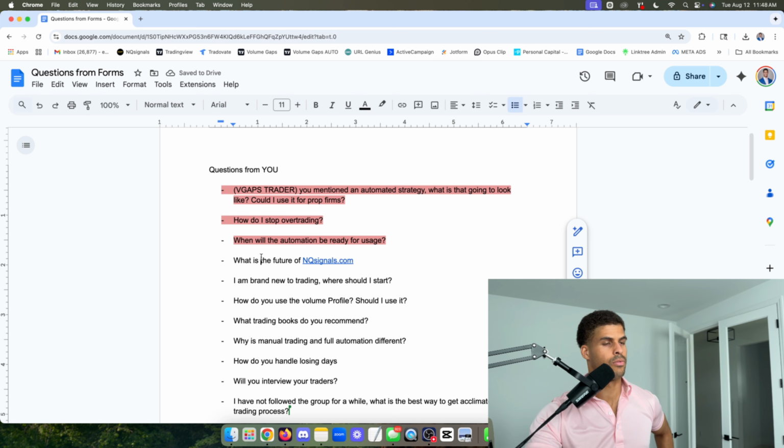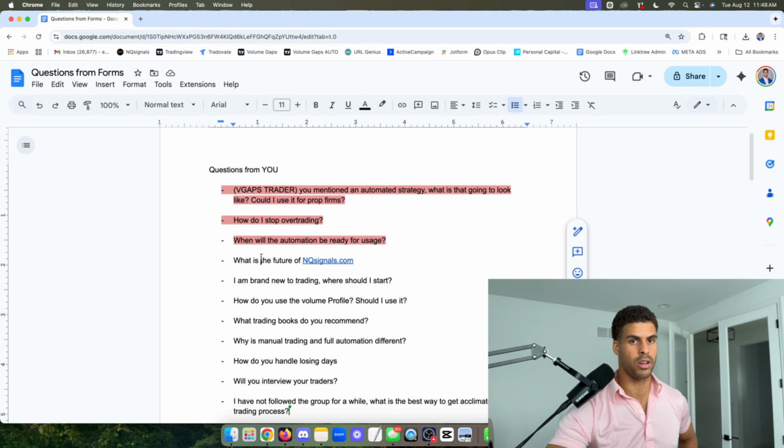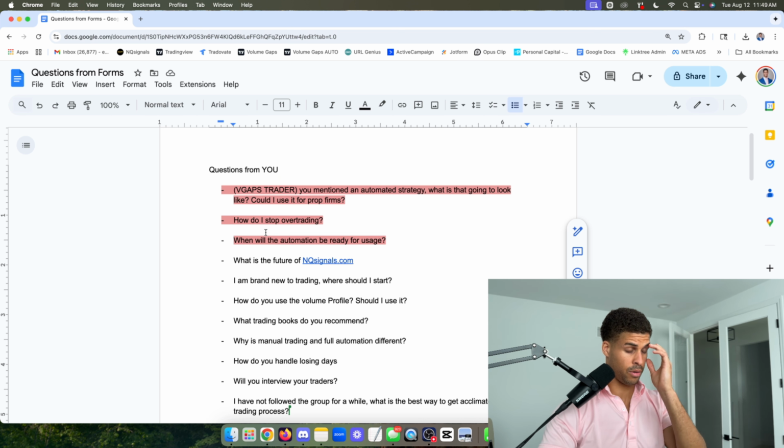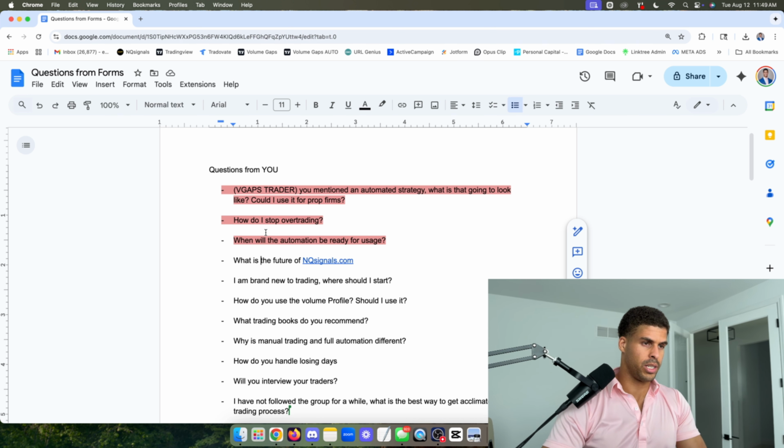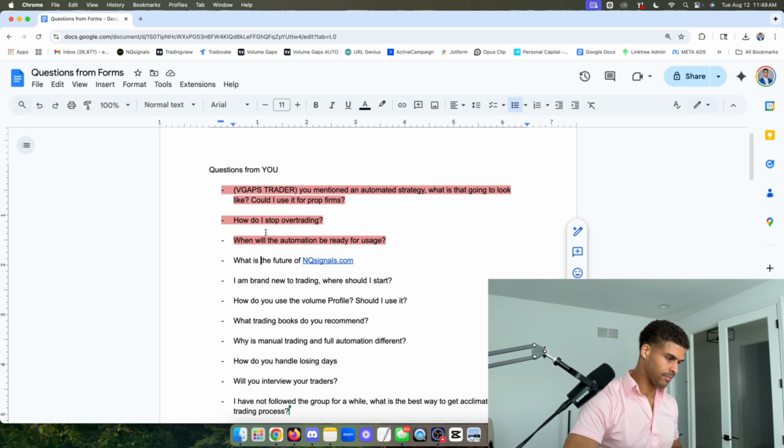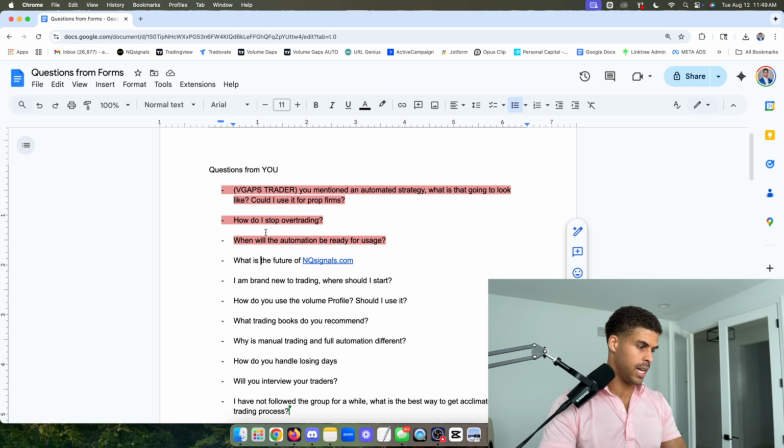What's the future of NQ signals? That's actually a really interesting question, because I was talking to one of the developers who helped me build it yesterday, and I really don't know. The way NQ signals is constructed, it's going to give you signals every time frame that you choose: 1 minute, 2 minute, 5 minute, 10 minute, 15 minute, and then you have the Iverson, which is every 2 minutes.